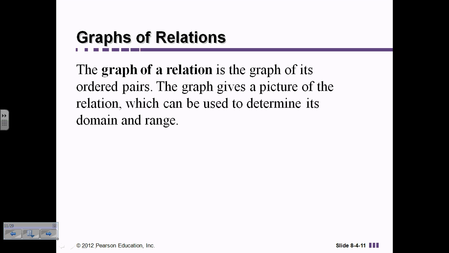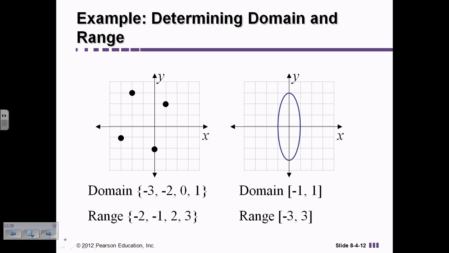All right, so when we're talking about graphing relations, again, a relation is just a set of ordered pairs. So we can take any coordinate plane and graph a relation and have a valid relation. In this situation, we have two examples of relations. This first point right here is the point 1, 2. This point over here is the point -2, 3. This point down here is the point -3, -1. And this point here is the point 0, -2.